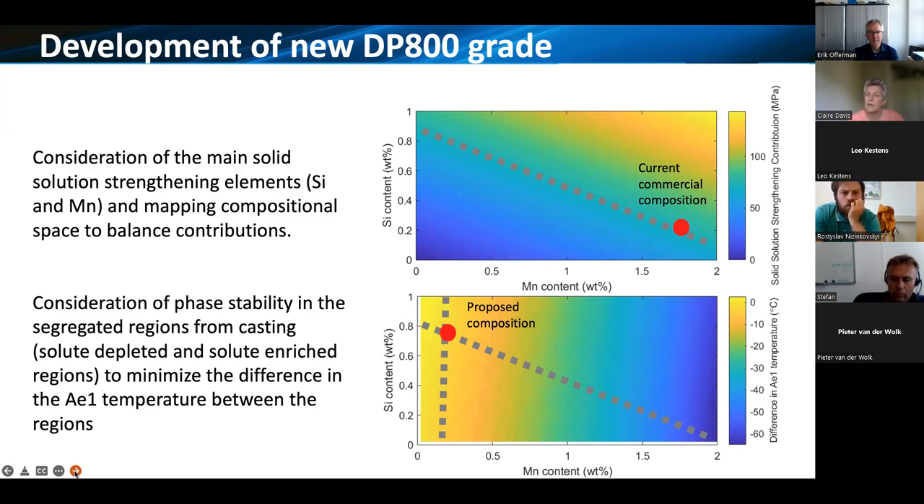But if we want to minimize it, then where do we need to go? So we want to get this down to around 10 or less than 10 degrees, because then we shouldn't get that strong preferential carbon diffusion into manganese-rich areas. But we also link that back to our need for solid solution strengthening. So when I map the two things together, we can come up with a proposed composition. So that's our design principle for the two particular elements that we were looking at.